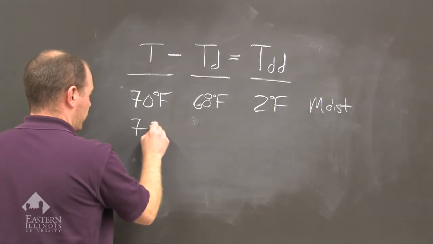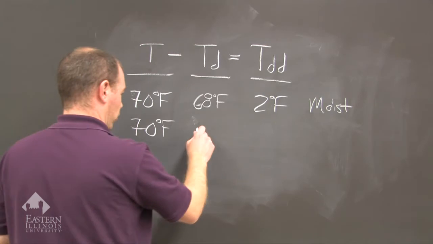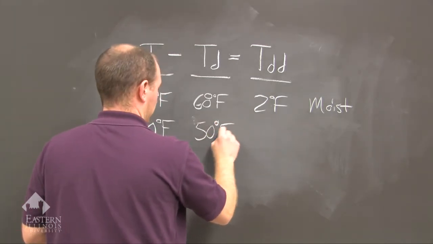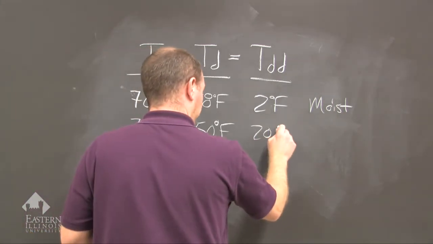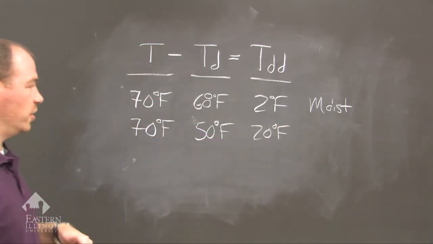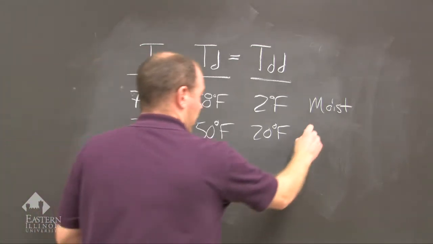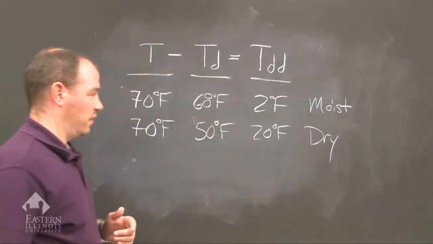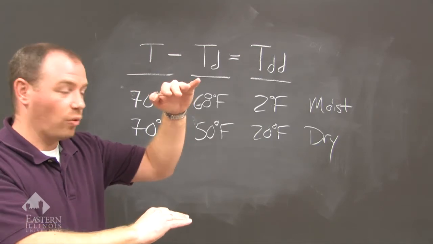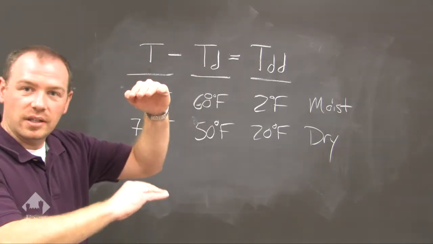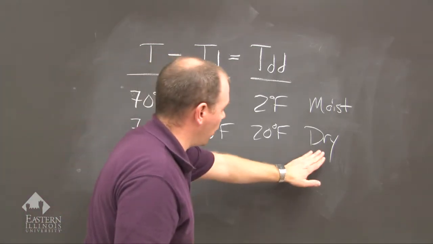Let's look at another example. We start again with 70 degrees Fahrenheit. We drop this dew point down to 50 degrees Fahrenheit. Now the dew point depression is 20 degrees Fahrenheit. This is indicative of a dry atmosphere. The temperature is extremely higher than the dew point, or vice versa. The dew point is extremely low from the temperature. So we have a dry environment.